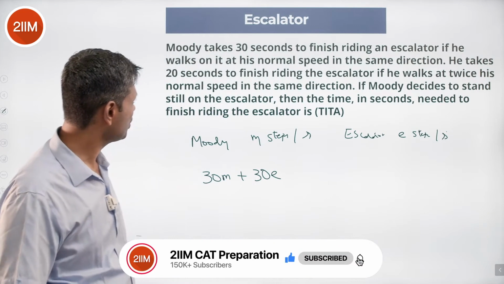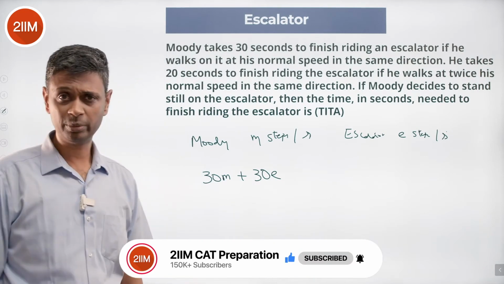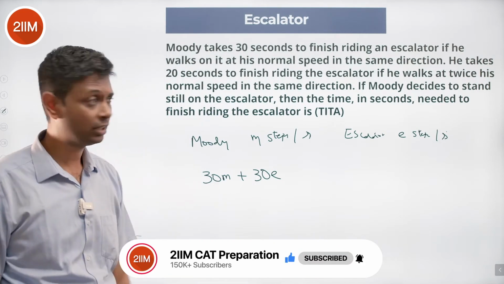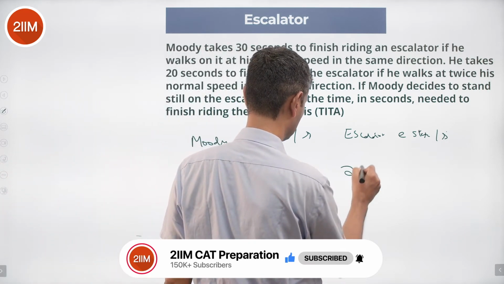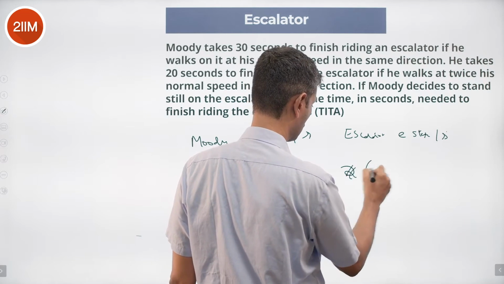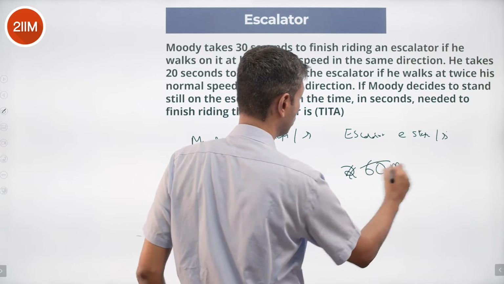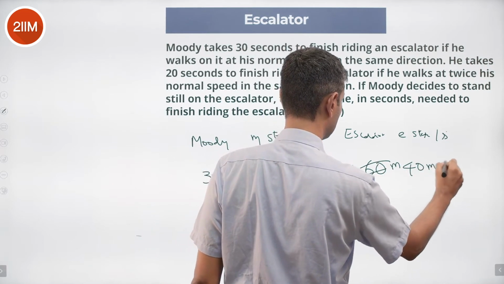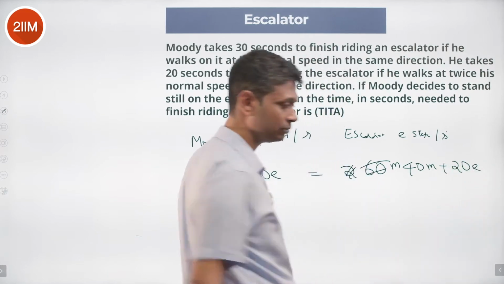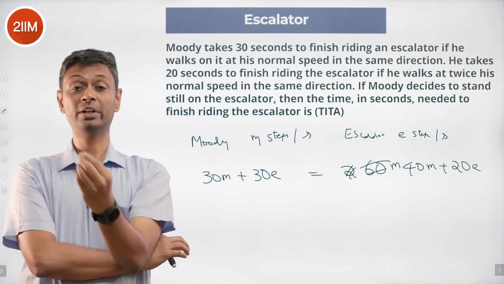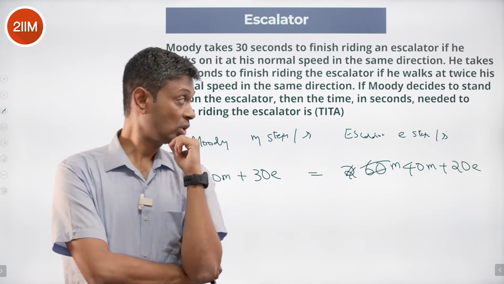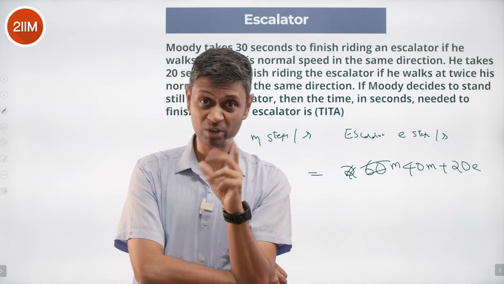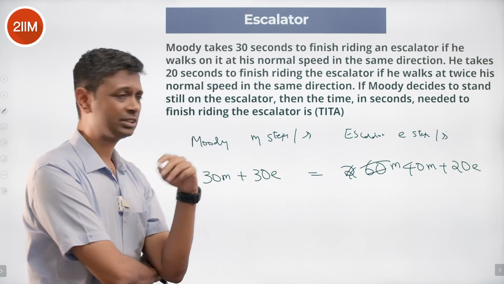In the second instance, he is traveling at twice his normal speed. He becomes 2m steps per second and he covers it in 20 seconds. So this should be equal to 40m plus 20e. The escalator is going only for 20 seconds, 20e. He is going only for 20 seconds but traveling at 2m. So 40m plus 20e, that many steps get covered, which is equal to 30m plus 30e.